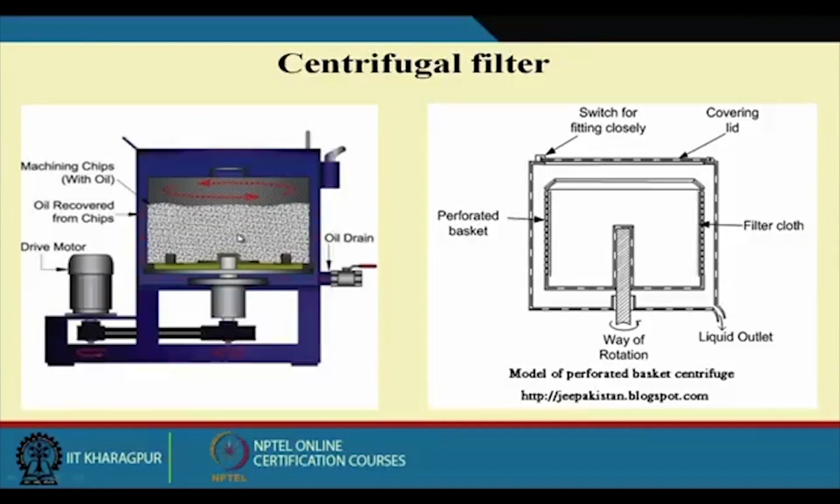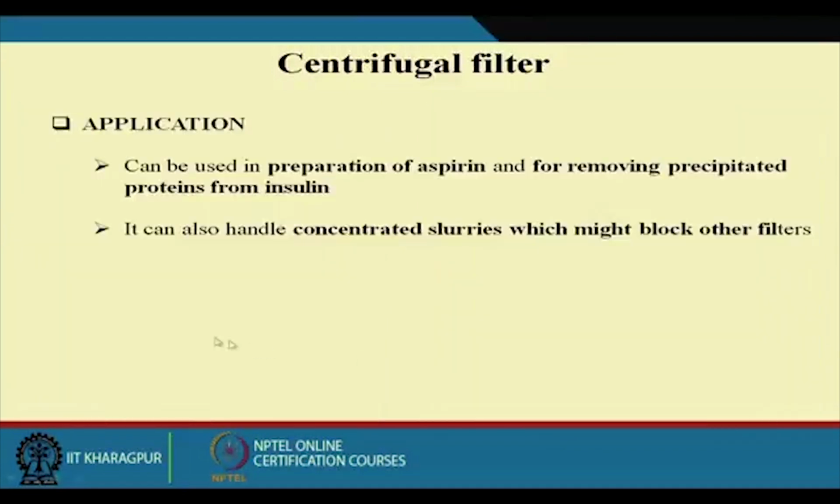This is actually the centrifuge where you take the material, and when we rotate it at very high speed, this is the perforated basket, and this is embedded with the filter cloth. So when the solid material strikes the surface, the liquid comes out through these perforated baskets and goes out, and then when the solid is accumulated, we take the filter cloth out and separate the solid material.